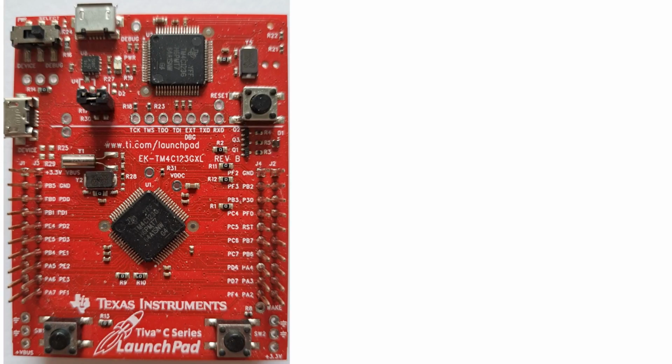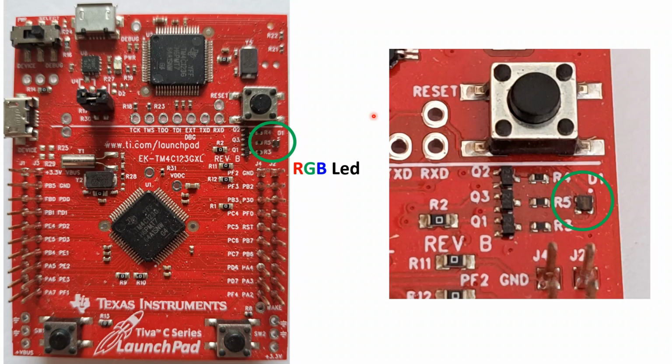Now, in this video, I'm going to show you how to control the RGB LED on the Tiva C LaunchPad board. So here is the RGB LED. Let's zoom in. So this is the RGB LED, and I'm going to show you how to control this LED in this video.